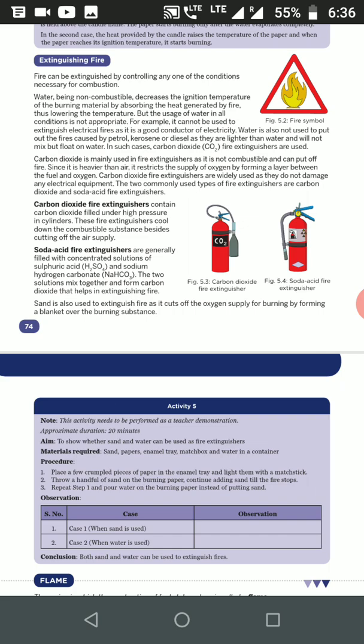And now the next is sand. Sand can also be used to extinguish the fire, as it cuts off the supply of oxygen by forming a blanket over the burning substance.